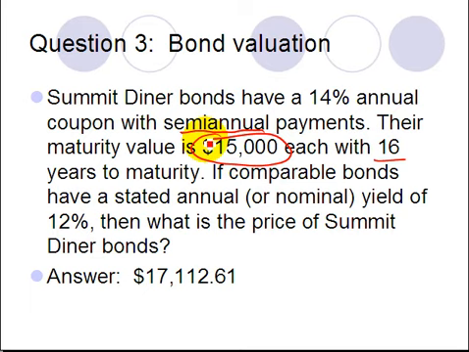But bonds can have virtually any face value. It doesn't matter. They don't have to be 1,000. They don't have to be 10,000. They are typically in increments of 1,000. But in this case, $15,000 is how much each bond has as its face value.